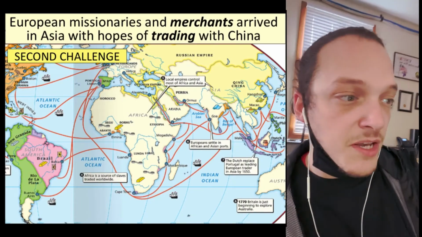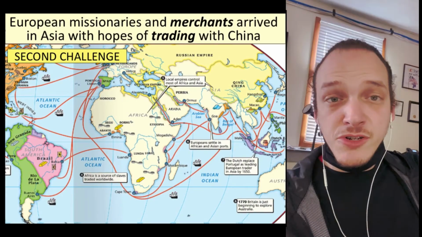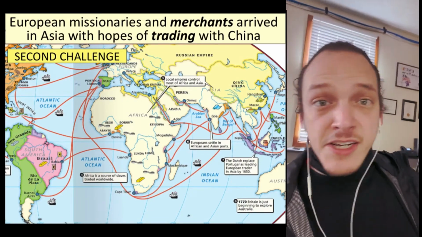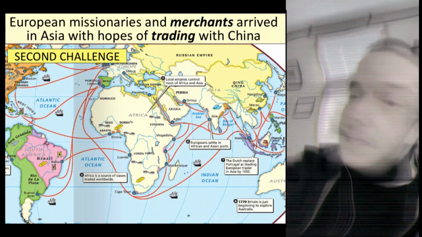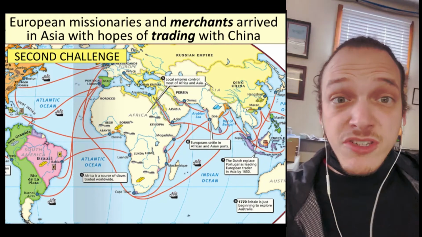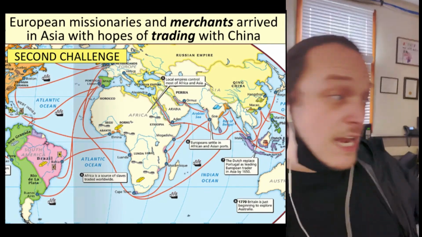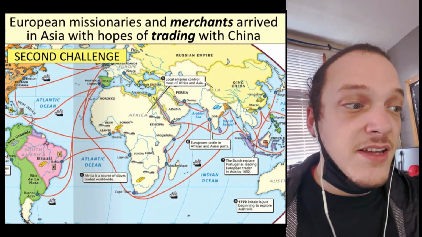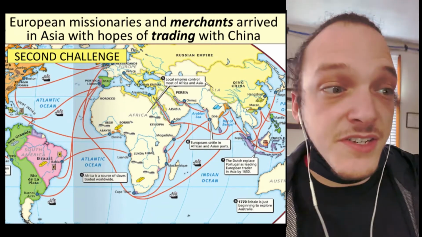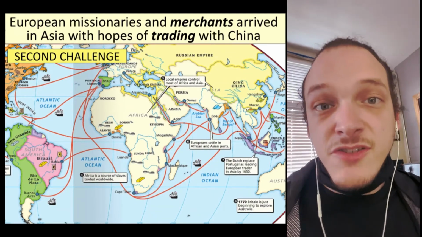Also, at the same time, we see a lot of white people show up in China. A lot of missionaries and merchants. Missionaries being people that want to spread the name of God, right? Merchants being people who are selling merchandise, right? They arrive in Asia with hopes of trading, but they have no idea that the emperor is not interested. Matter of fact, let's hear his own words.